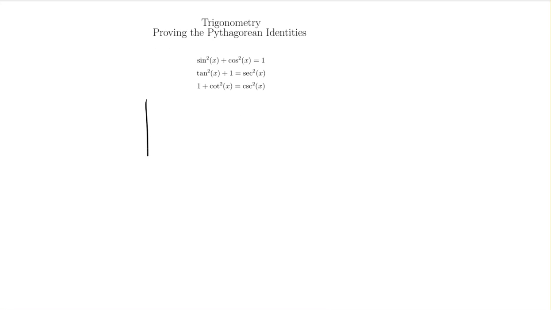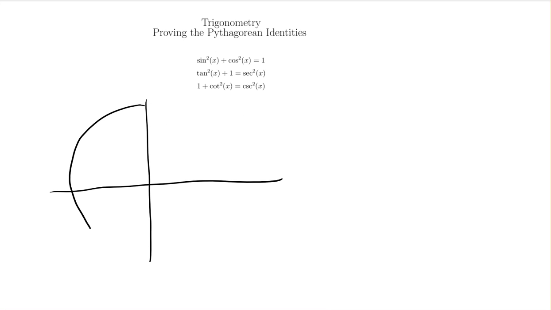Now, as the name suggests, these tie back to the Pythagorean Theorem, but a lot of students don't know why they tie back to the Pythagorean Theorem and why they're called Pythagorean identities. And I'm going to show you right now why this is the case. And it all starts with a right triangle, and in particular, we can think of a right triangle living in our plane on the unit circle.